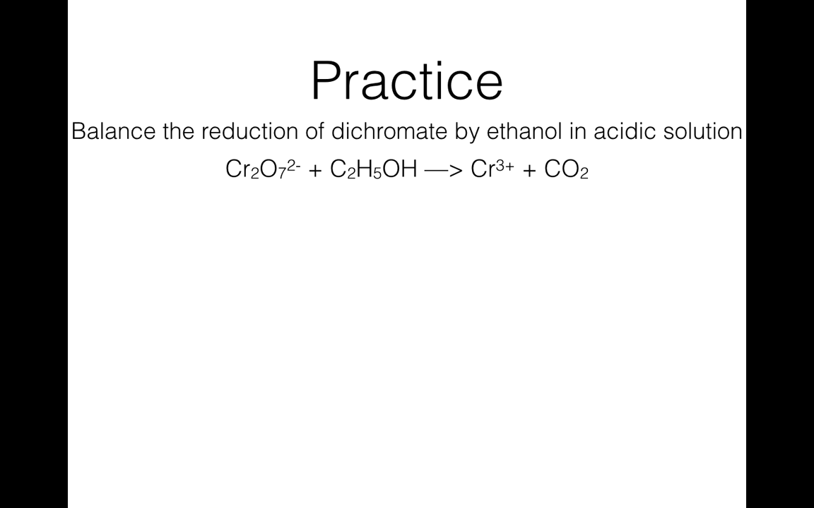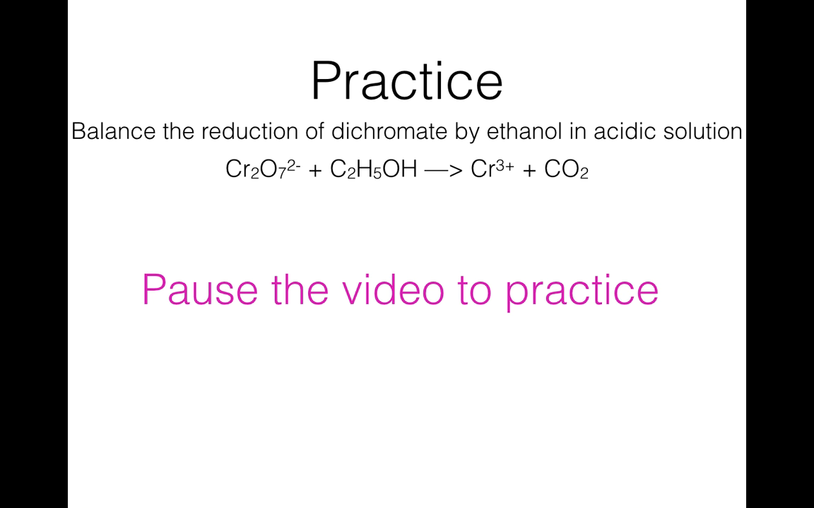So let's see if we can try and take these steps and do a practice. Okay. Take the reaction between dichromate and ethanol to form chromium 3+ and carbon dioxide. Pause your video now and see if you can work this out on your own using the steps that we just developed.